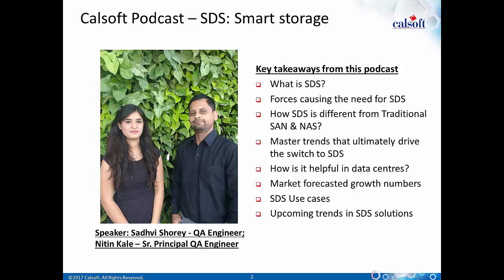So in traditional SAN arrays, there is a limit on the number of drives that we can attach to the controllers. On the other hand, SDS is designed like a cloud, which assumes that hundreds or thousands of nodes are interconnected with the standard network.